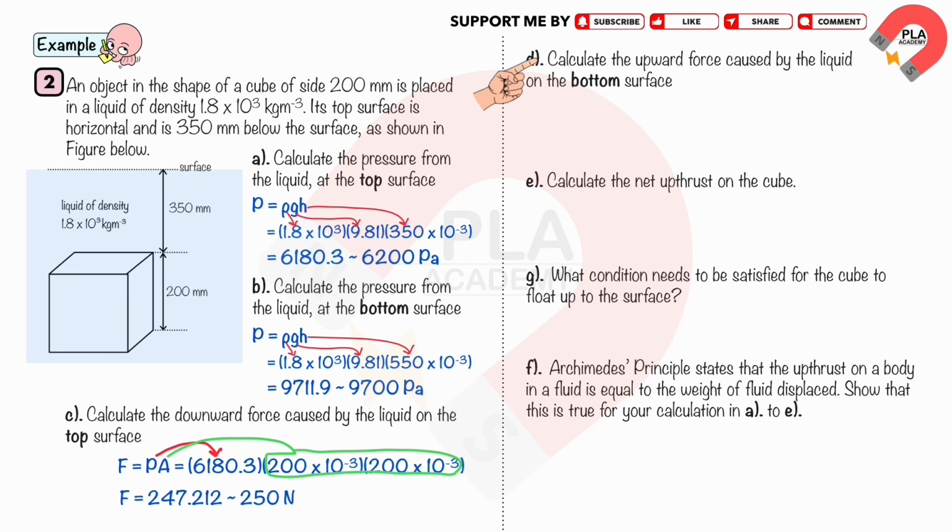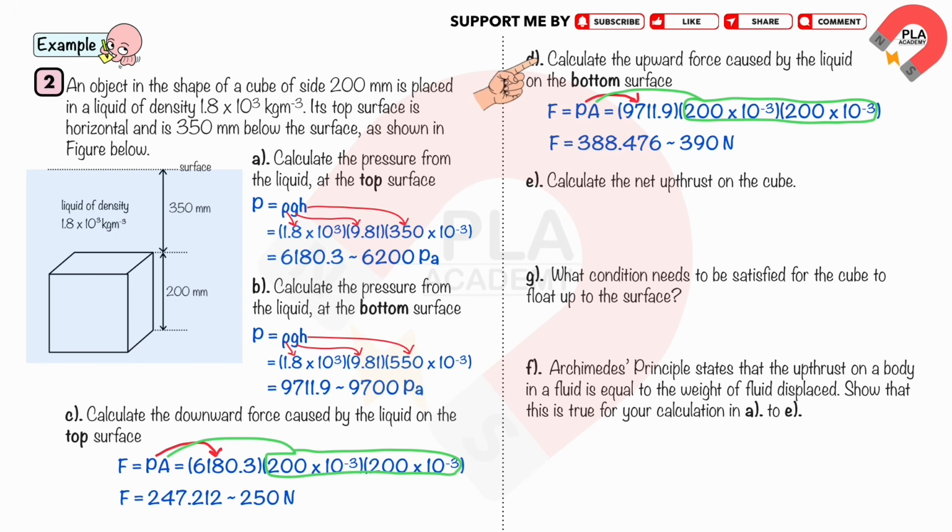D. Calculate the upward force caused by the liquid on the bottom surface. We calculate the force at the bottom by F equals P times A. Substituting P equals 9,711.9, and area A equals 200 times 10 power negative 3 multiplied by 200 times 10 power negative 3. We solve the force F equals 390 newtons for two significant figures.